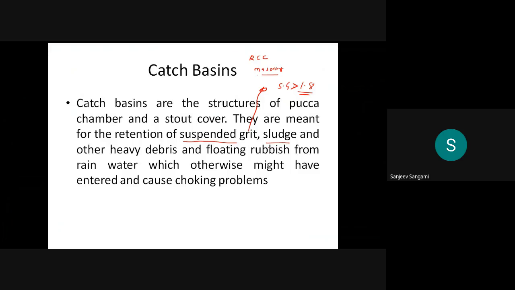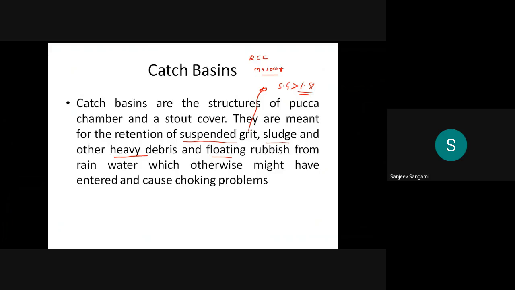Even the sludge will be removed by the catch basins. Sludge normally has a very low specific gravity. Sometimes it may not settle at the initial stage, but after some time it is going to settle at the bottom. Then some of the heavy debris, for example stones and sand, if present in the sewage, can be removed in the catch basins.